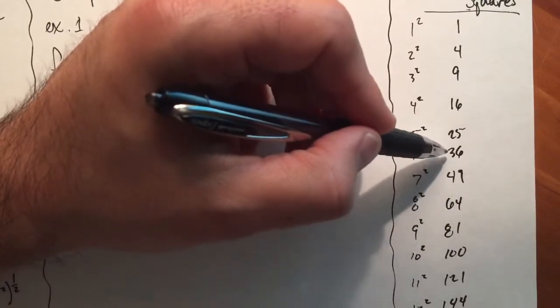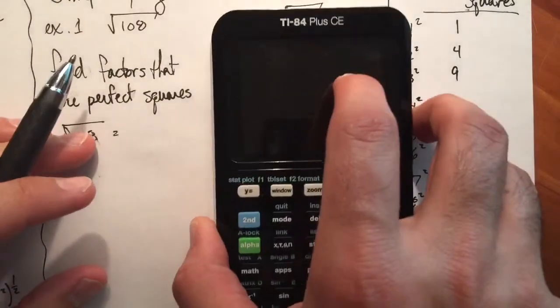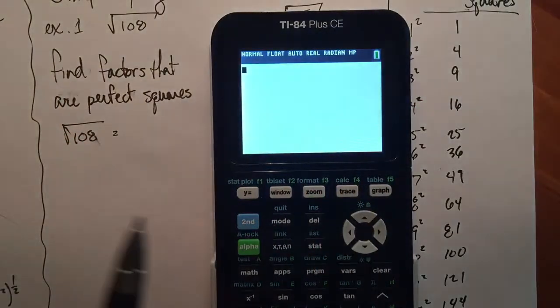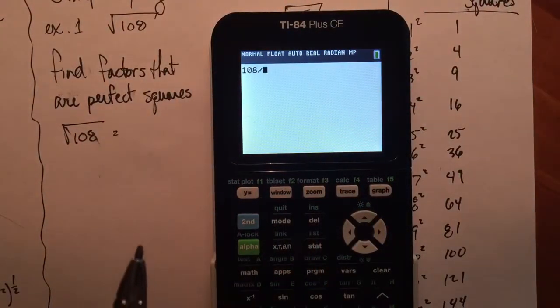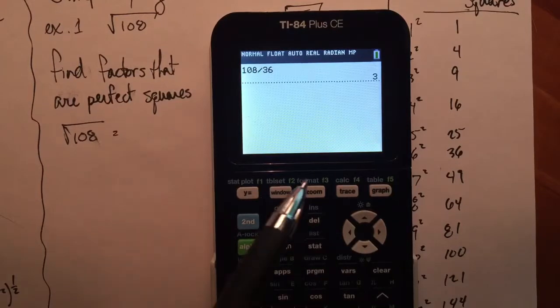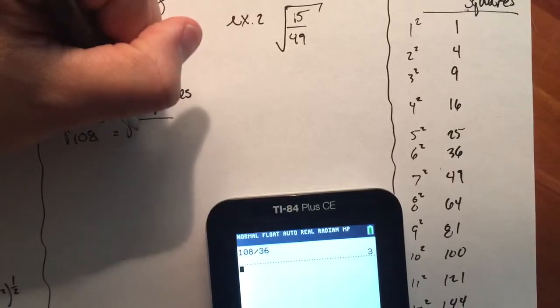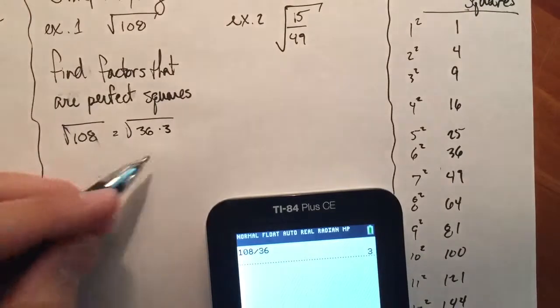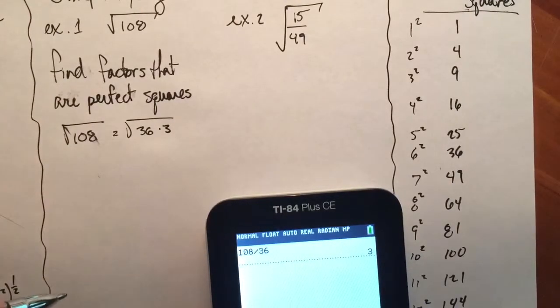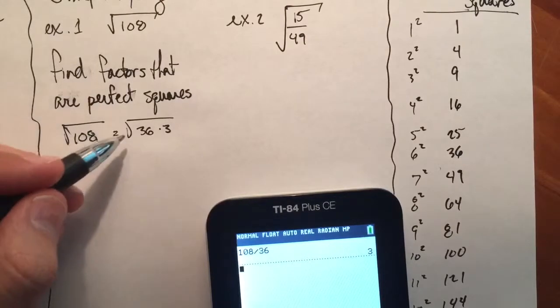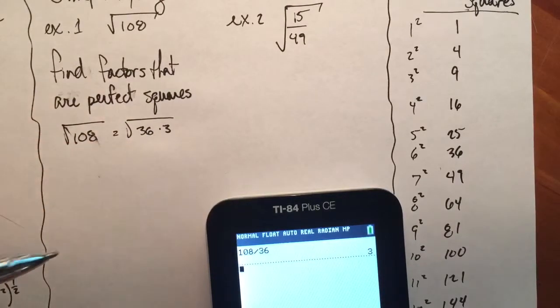So let's try 36. So take your calculator. We can say 108 divided by 36. Oh, and that equals 3. So I know that 36 times 3 is the same thing as this 108. So the square root of 108 is the same thing as the square root of 36 times 3.